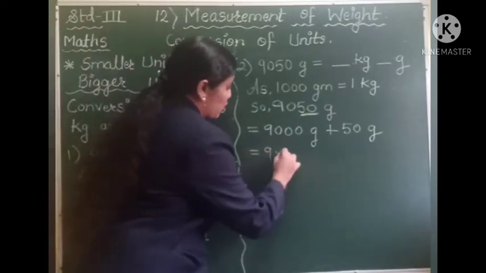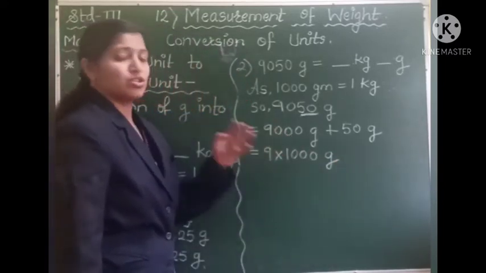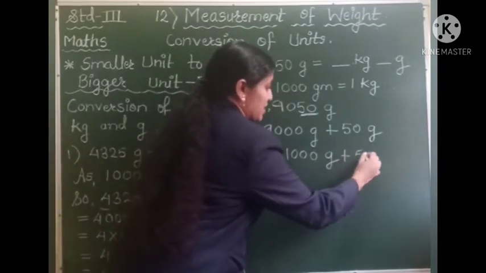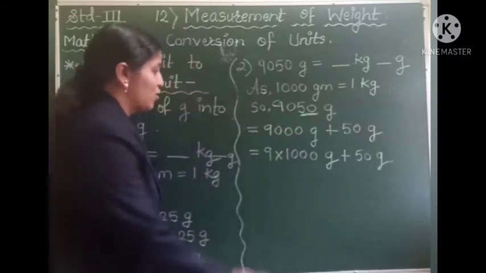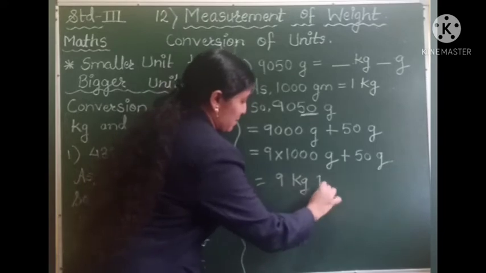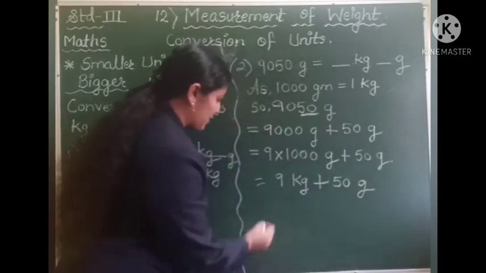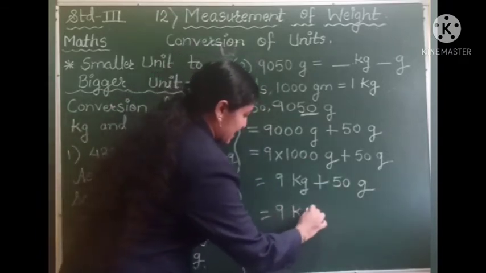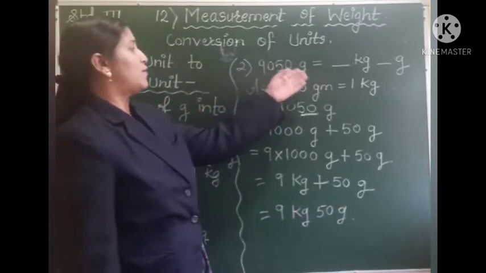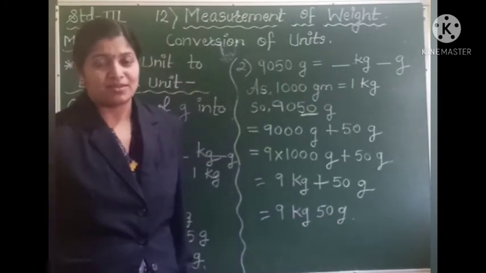9000 is equal to 9 into 1000 grams, because 9000 gram is equal to 9 kg. So 9 into 1000 gram plus this 50 gram as it is. So this 9000 grams means 9 kg plus this 50 grams. So the answer will be 9 kg 50 grams. So 9050 grams is equal to 9 kg and 50 grams.